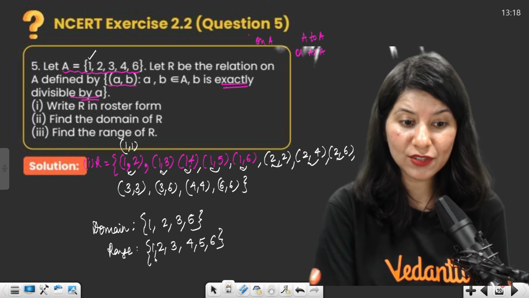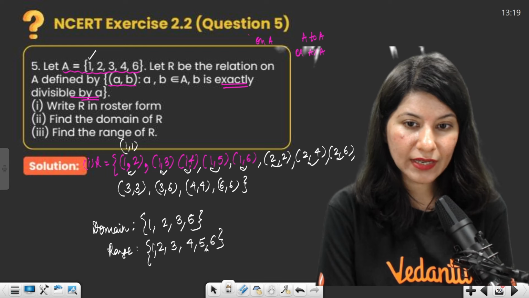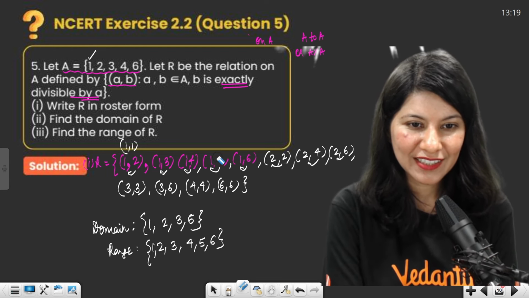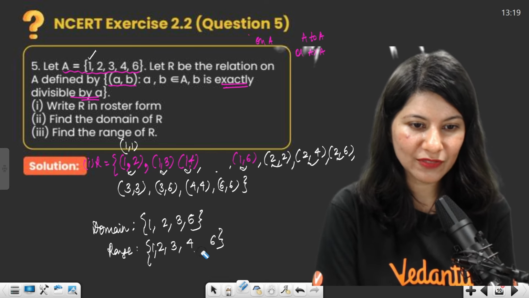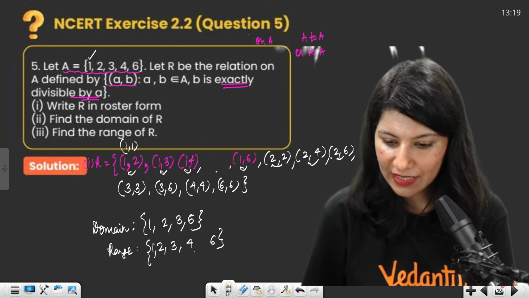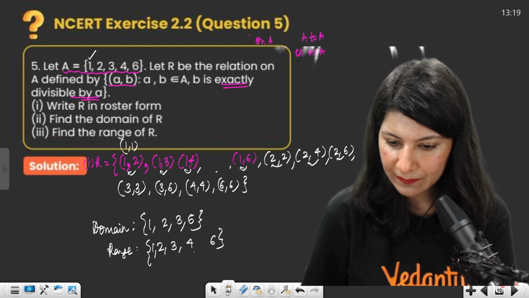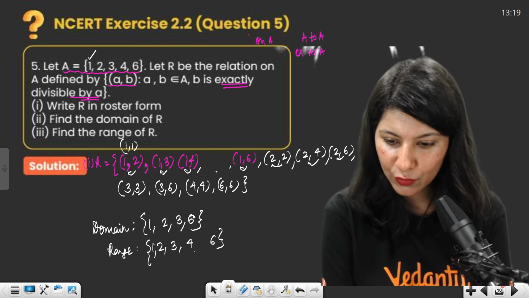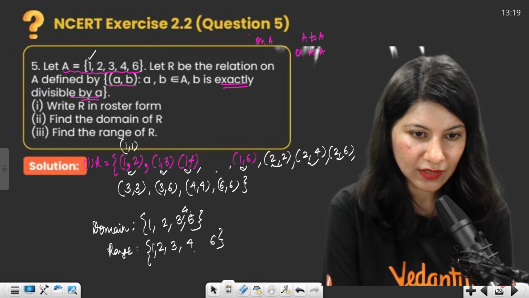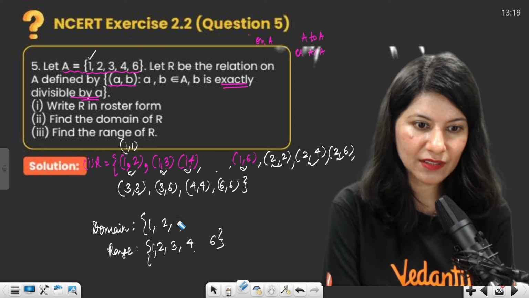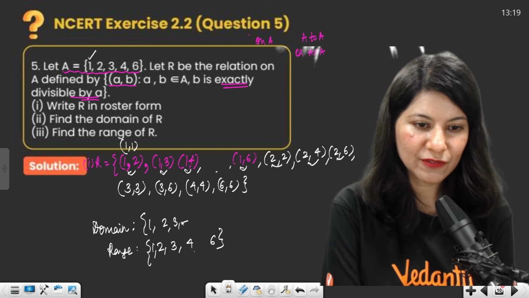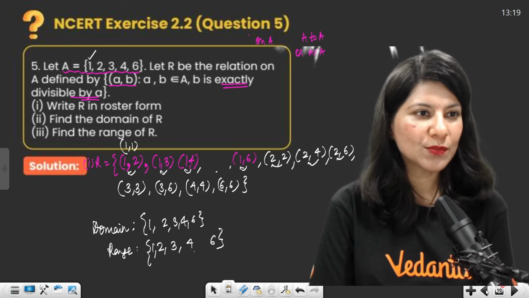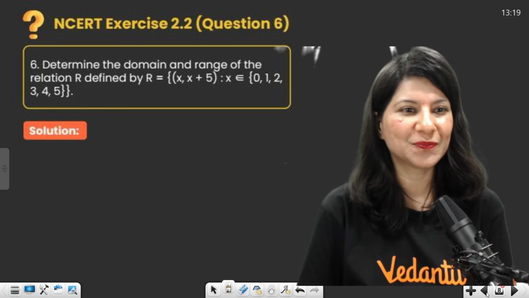Range will have 1 also. Range is 1, 2, 3, 4. And that's it. 5 is not at all available. Sorry, I just completely missed it. 5 is not available, so 5 will not be in the range. So the final answer of this question: domain is 1, 2, 3 and 4, 6. 4 is also there, right, in the domain? 1, 2, 3, 4, 6. How am I forgetting? This is your domain and the range is also 1, 2, 3, 4, 6. Clear?